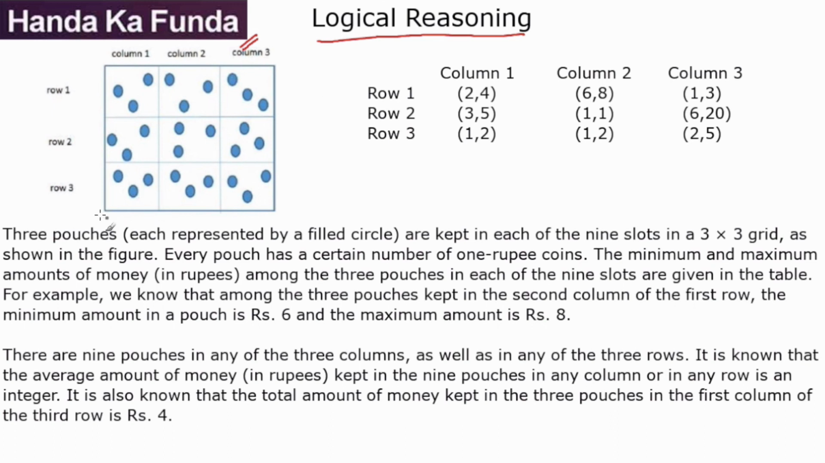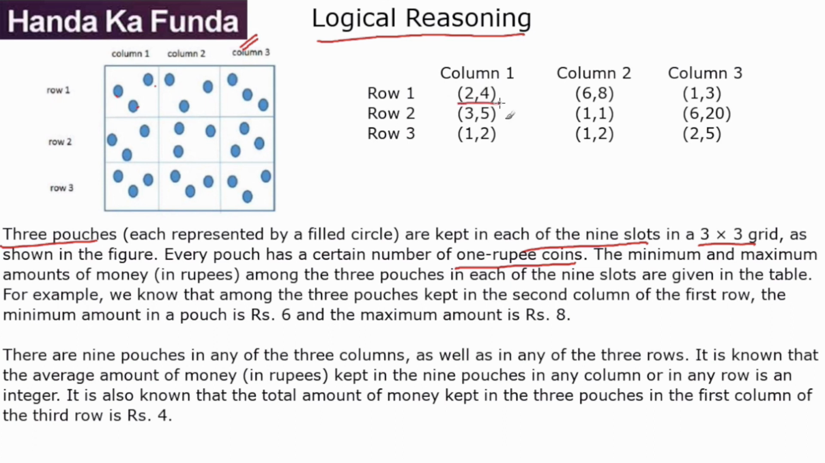In this question, we are given 3 pouches, each represented by a filled circle, kept in each of the 9 slots in a 3 by 3 grid. So you have these pouches which are represented here. Every pouch has a certain number of 1 rupee coins. The minimum and the maximum amounts of money in rupees in the 3 pouches in each of the 9 slots are given in the table.